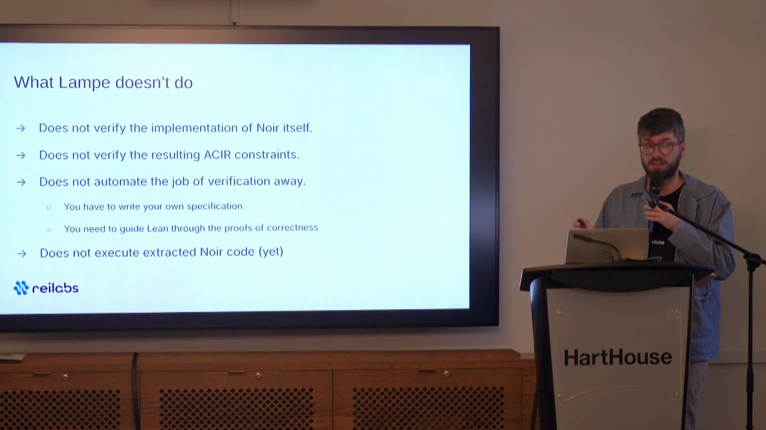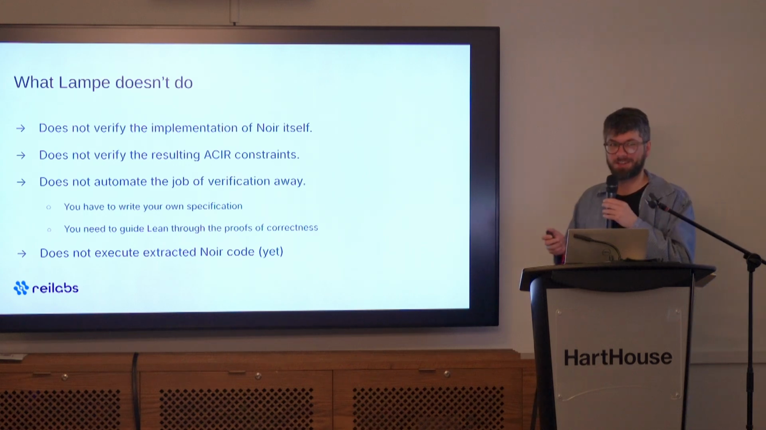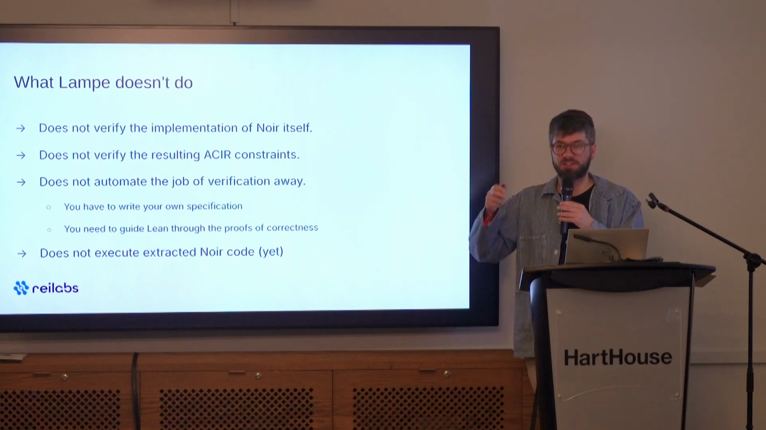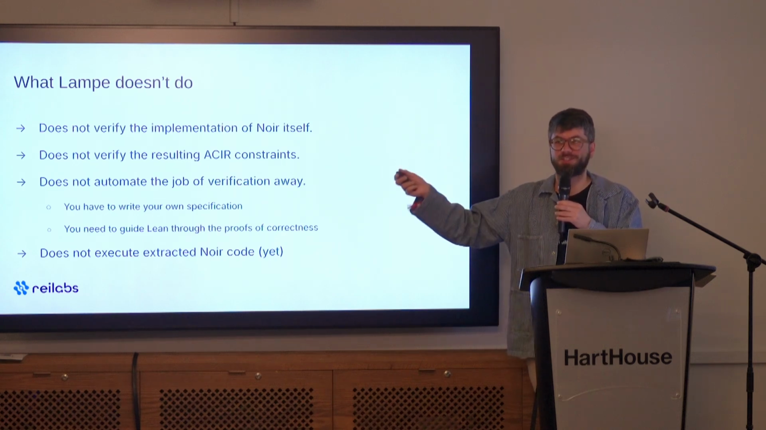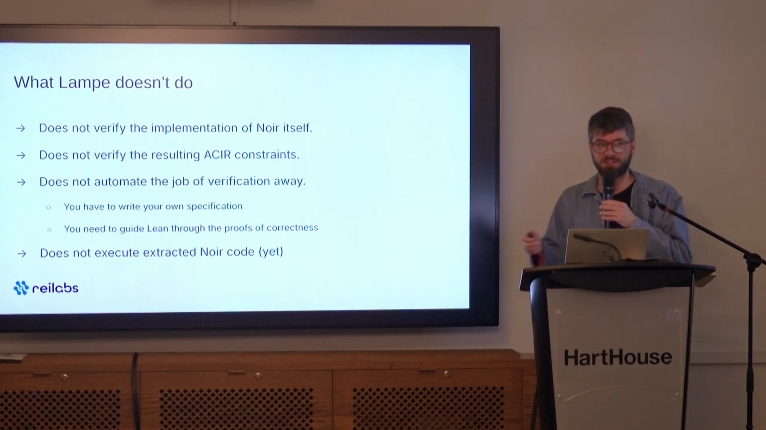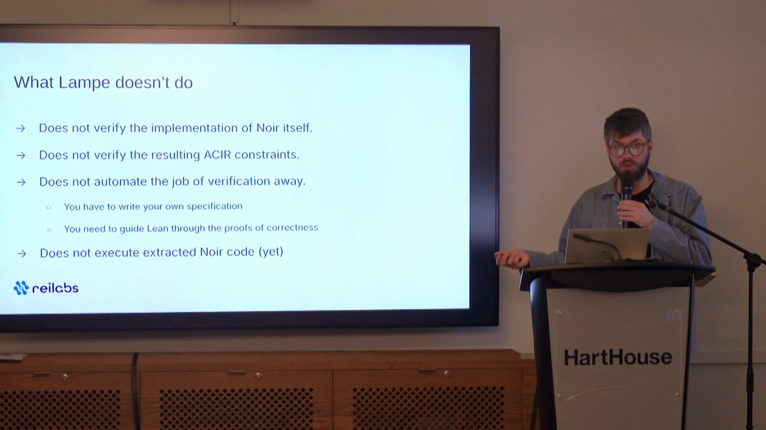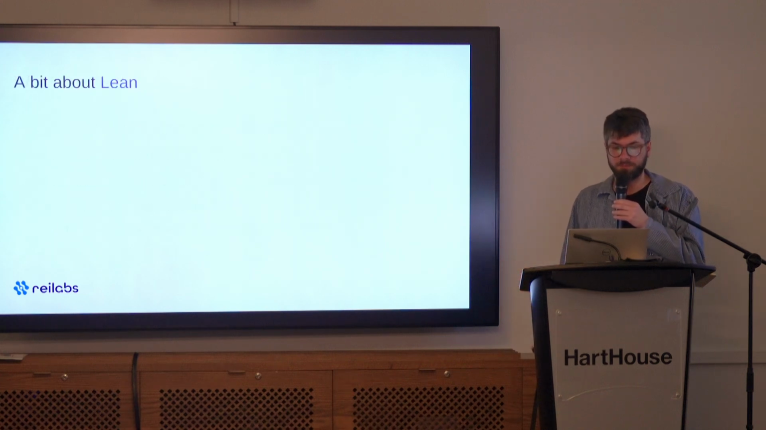There's a little bit of an idea that we could try to automate some very simple proofs away by just literally saying, oh no, just run this function and you'll see that this is the right result. And so some very simple functions should be automated away in this way. But as of yet, we don't run Noir code exactly.